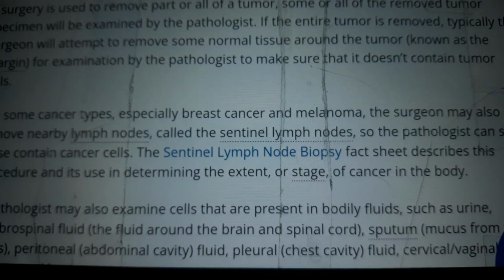If surgery is required to remove part or all of a tumor, some or all of the removed tumor specimen will be examined by the pathologist. If the entire tumor is removed, typically a surgeon will attempt to remove some normal tissue around the tumor, known as the margin, for examination by the pathologist to make sure it doesn't contain tumor cells.